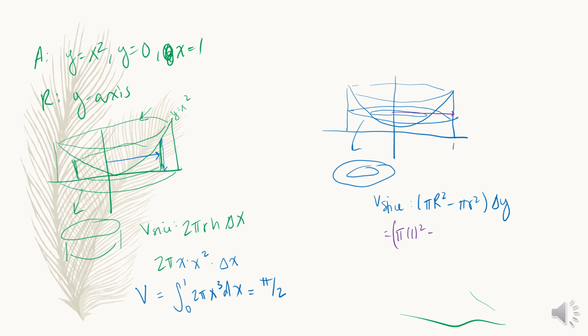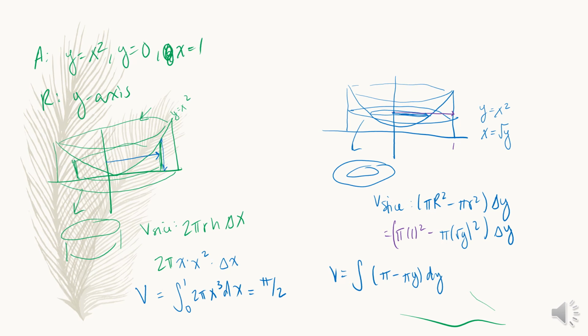So my little radius is going from the y-axis out to this curve. The issue is that curve is put in terms of x, and we can't do that, so we need to solve for y. So pi times the square root of y squared, and then delta y. So for our integral, looks like it's going to be pi times 1 squared, which is pi, minus pi times the square root of y squared, so pi times y.